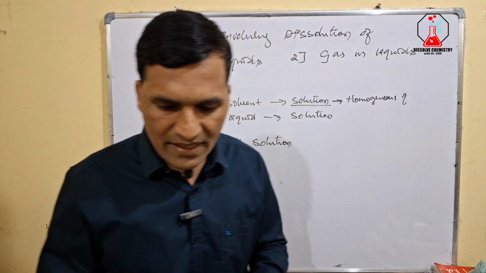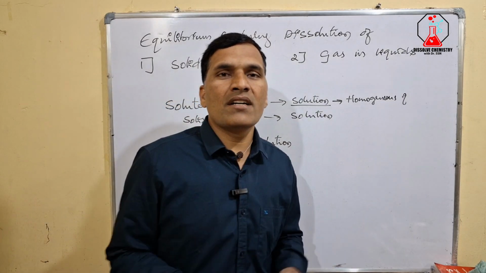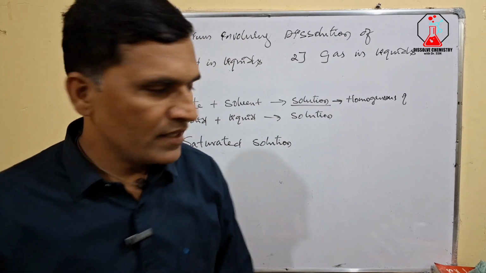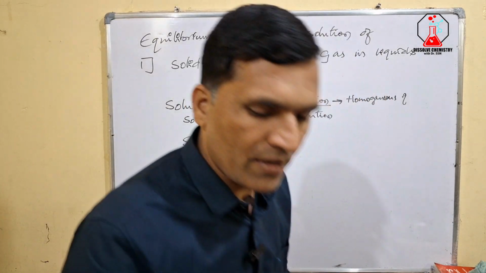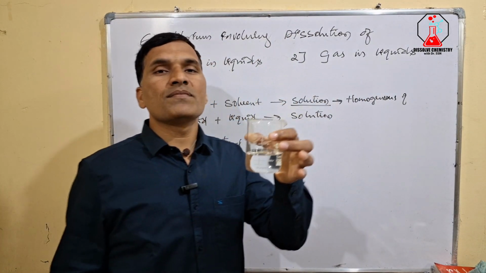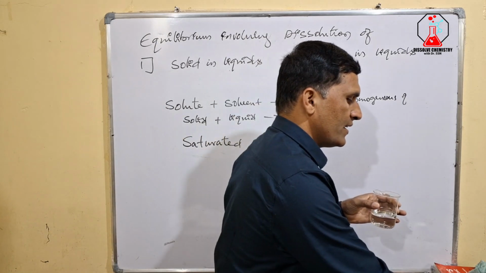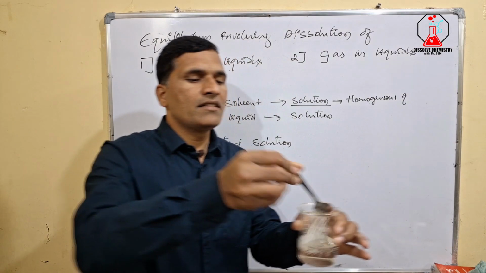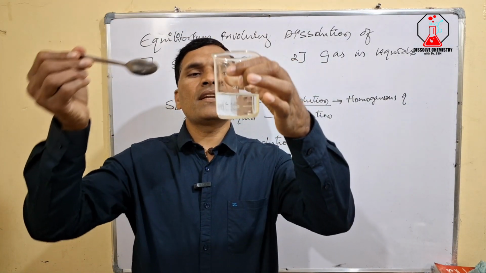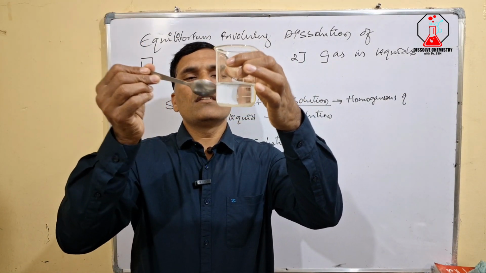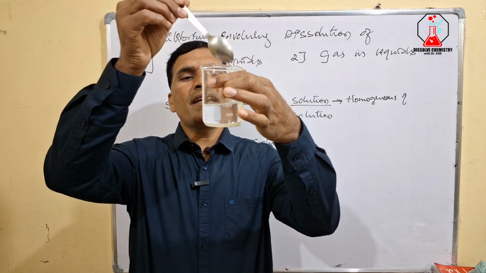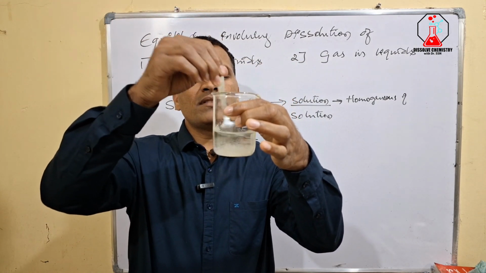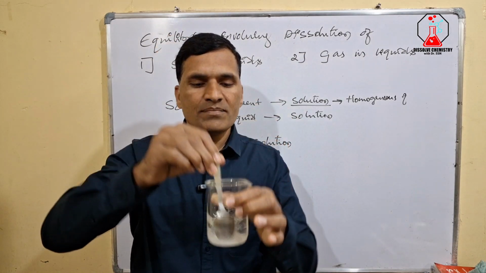Let us see that experiment and you try to understand what is a saturated solution, because that is very important to understand this particular equilibrium. Here I have taken 100 ml of water. To that I am adding one spoon of sugar. Now you see here, the crystals are settling at the bottom, and if I stir this, then it starts dissolving.